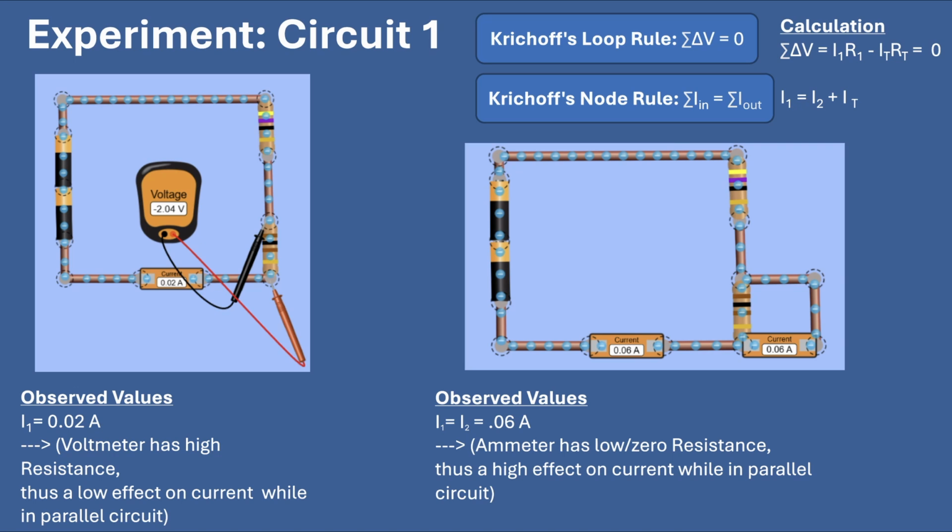However, if we are to connect an ammeter parallel with a 100 ohm resistor, the current flowing through the circuit does change. Since an ideal ammeter has 0 resistance, most of the current flows through the ammeter, effectively negating the effect of the 100 ohm resistor on the current. Thus, the total resistance decreases and the current reading increases to 0.06 amperes.